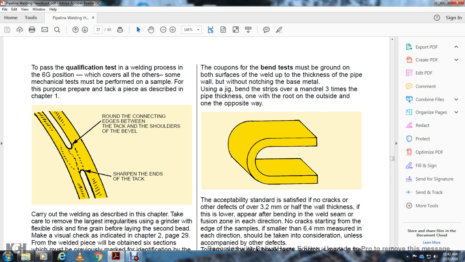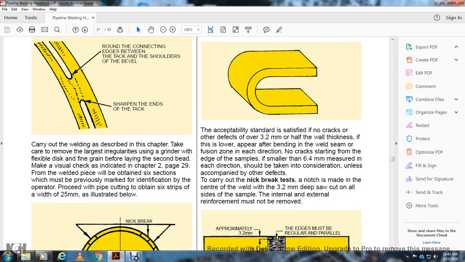If smaller defects appear, depending on the welding seam and the fusion zone, each direction is considered. Cracks starting at the edge of the sample smaller than 6.4 millimeters, measured in each direction, should be taken into consideration unless accompanied by other defects.